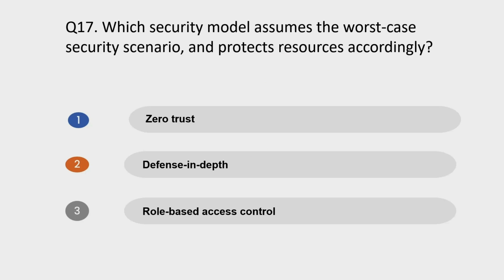Question number 17. Which security model assumes the worst case security scenario and protects resources accordingly? There are three answers: zero trust, defense in depth, role based access control. Let us eliminate the wrong answers first. Role based access control is to give the access to the users and groups. So we have users and group. We can give permission for the users or groups using role based access control. So this will be the wrong answer.